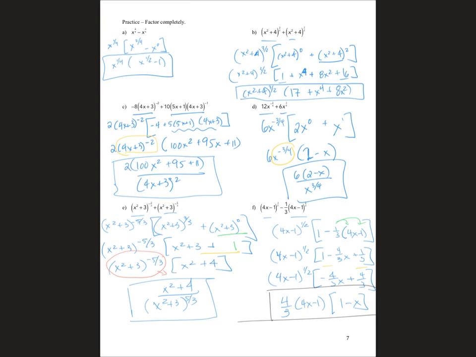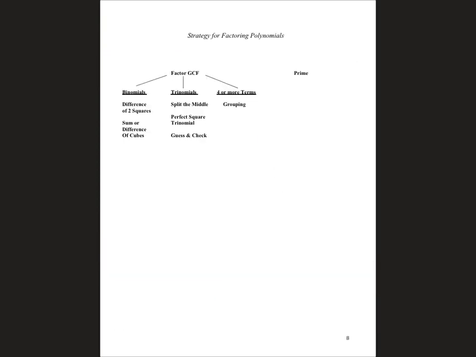So hopefully that's a lot of practice there. Here's just a thought process on how you want to go about your strategy for factoring polynomials. Of course, always look for a greatest common factor first, and then see if it's one of the special products. Is it a difference of 2 squares? Is it the sum or difference of 2 cubes? Is it a trinomial? If it is, then see if you can split the middle, or if it's a perfect square trinomial. Sometimes you just have to guess and check, and FOIL to check to see if you get the original expression. If there's 4 or more terms, perhaps grouping, and there's different ways we can group. Once you've completed this thought process, maybe you get that it's prime.